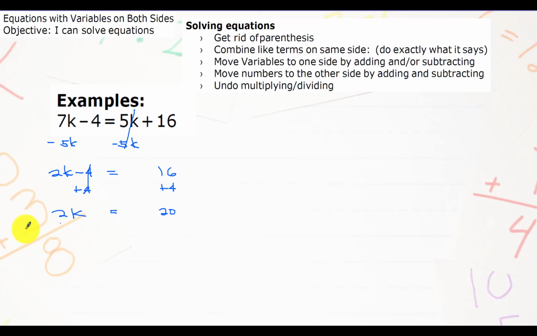Using our division property, divide both sides. And then your multiplicative inverse, okay, when you cancel this, that's your multiplicative inverse, you'll get k equals 10.